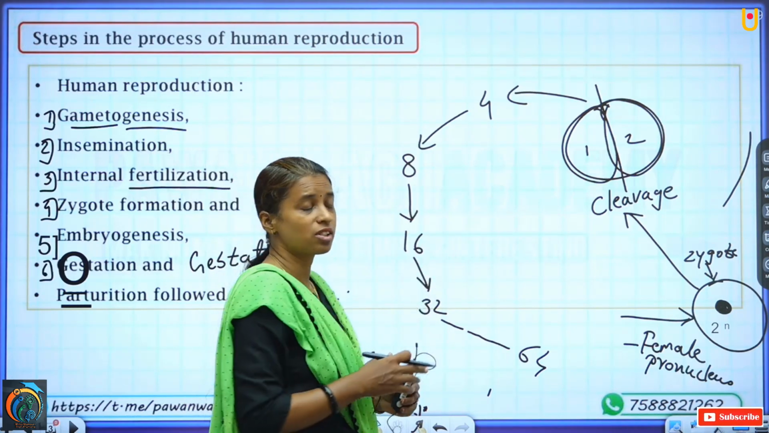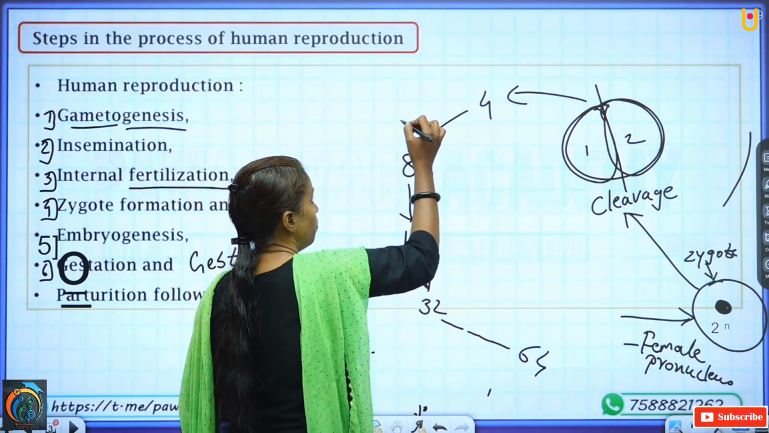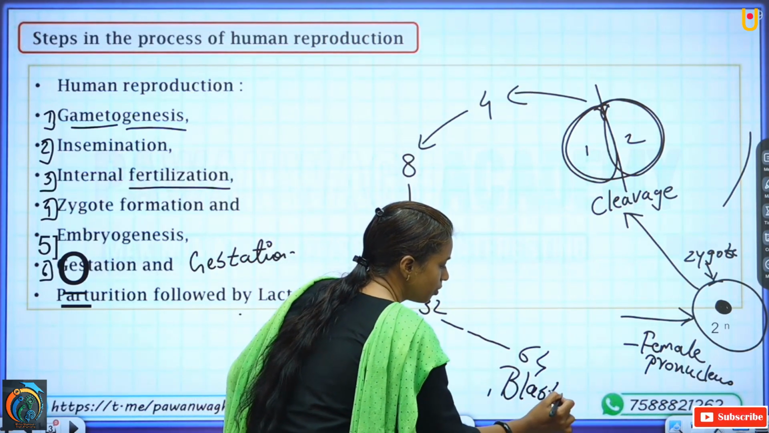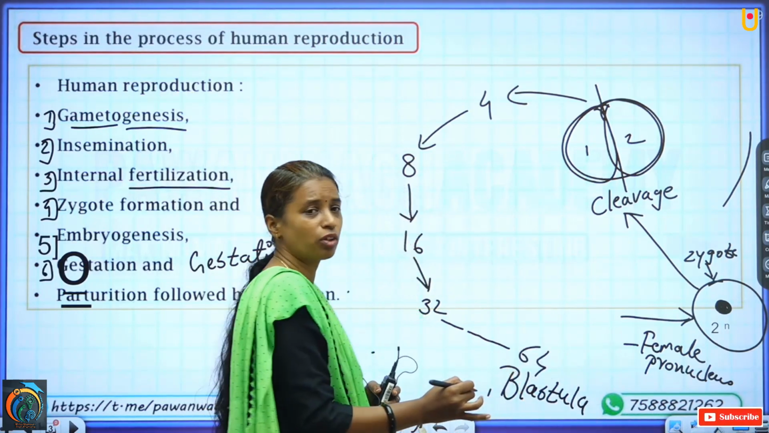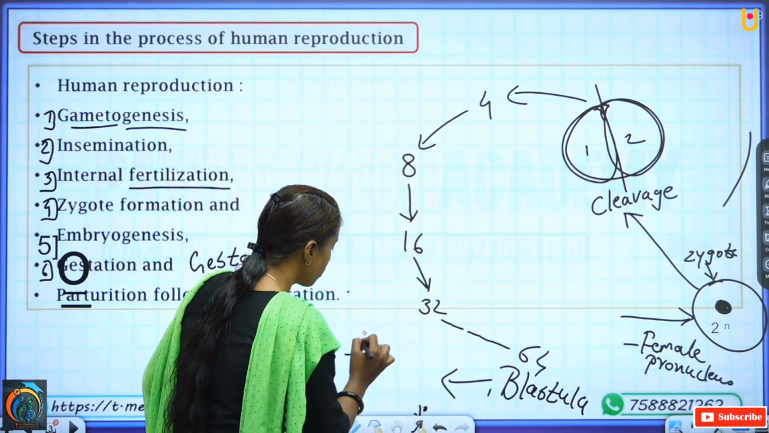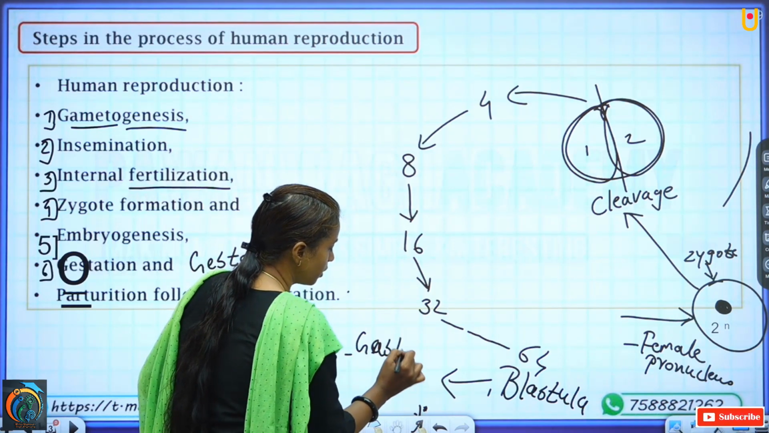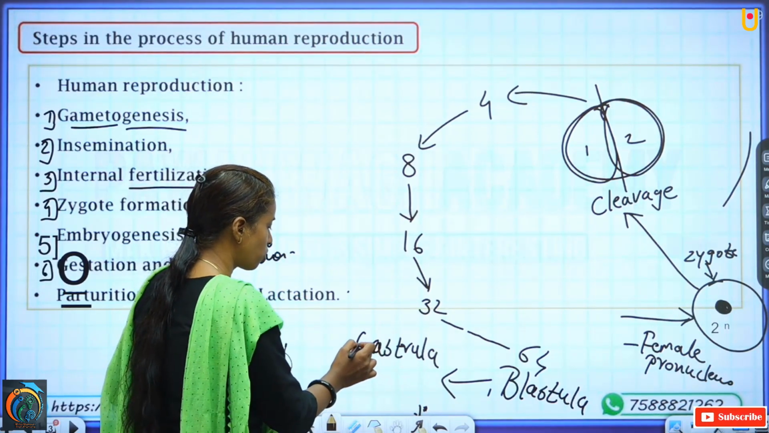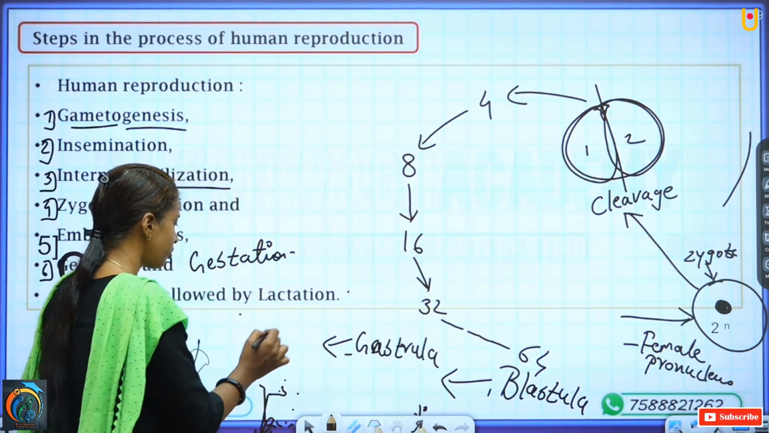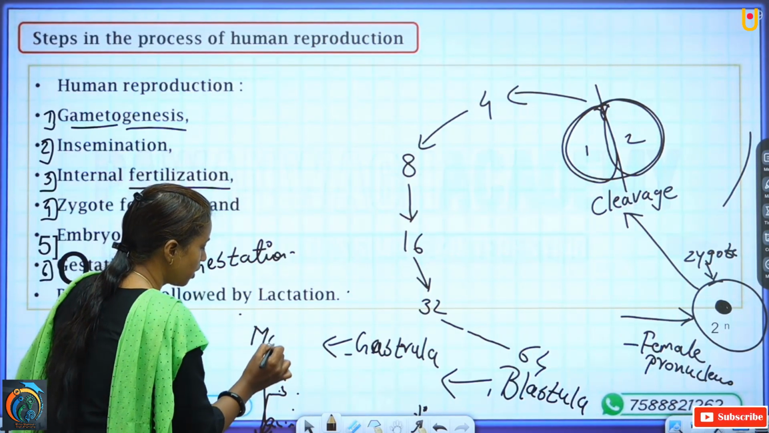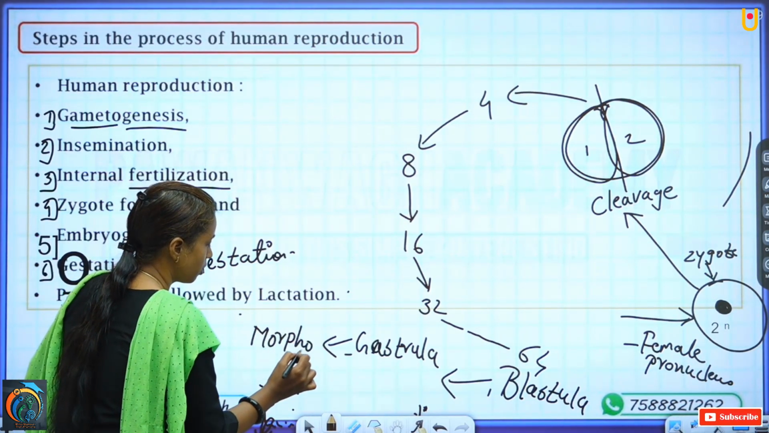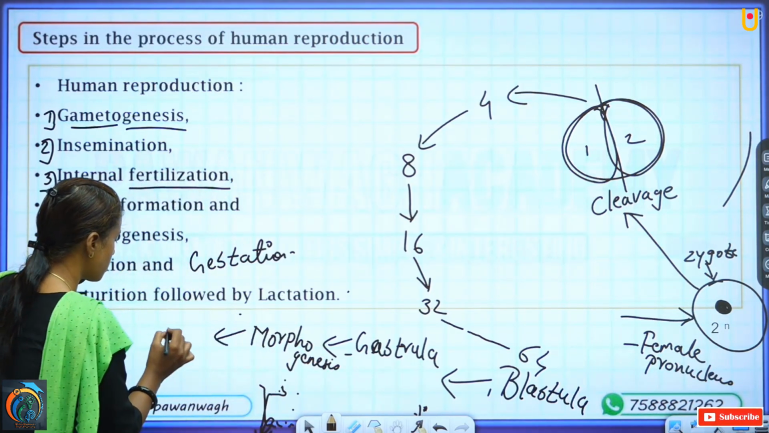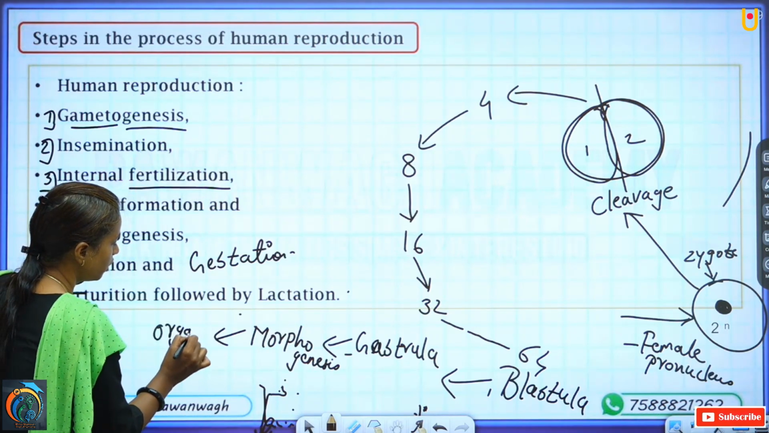The stages are known as blastula. After this, the blastula will form, and after the formation of blastula, gastrula will form, and after formation of gastrula, what happens? Morphogenesis will take place. And after morphogenesis, organogenesis will occur.